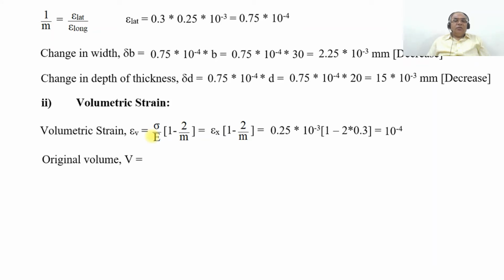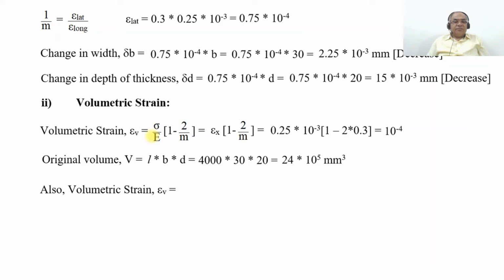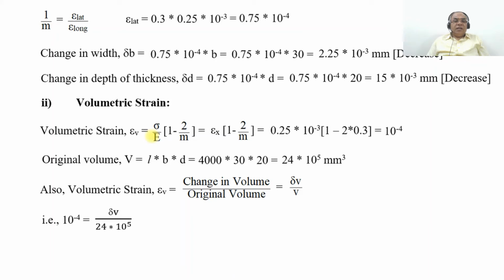So what is the original volume? L into B into D, which is equal to 4000 into 30 into 20, which will be equal to 24 into 10 to the power of 5. Therefore, volumetric strain epsilon V will be equal to change in volume by the original volume, so delta V by V. So we have the volumetric strain epsilon V, which is 10 to the power of minus 4, equal to delta V by V, which is delta V by 24 into 10 to the power of 5.